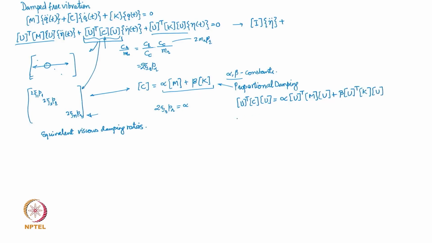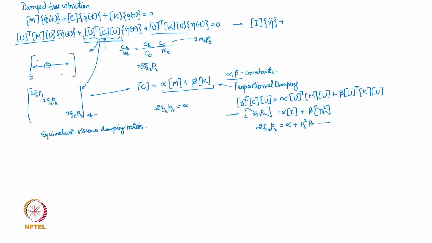Now, as we know, this is going to generate an identity matrix, and this one is going to be beta into the spectral matrix, where all the diagonal elements are the squared natural frequencies. And this one is also going to be a diagonal matrix with the elements as 2 zeta r pr. Now, the rth row of this matrix equation would be like 2 zeta r pr equals alpha plus pr square into beta.